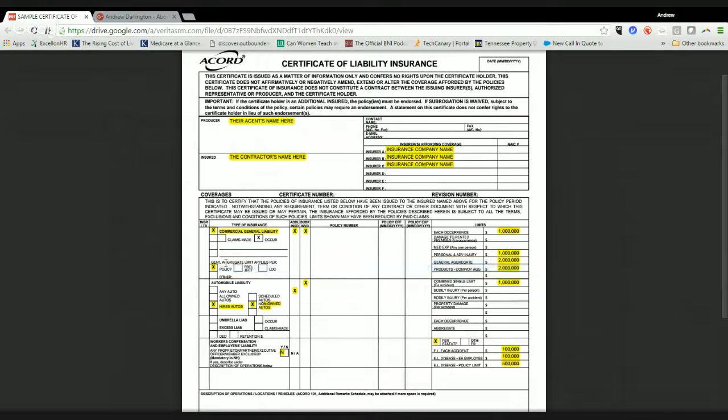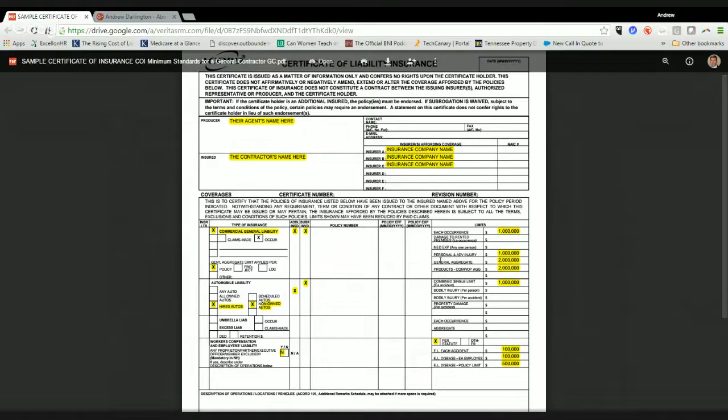Okay. Lastly, a lot of contractors, we're seeing the bigger general contractors, they're actually requiring this box to be checked where it says per project. That means that at each project that the subcontractor has a job, he gets his general aggregate limits. They're $2 million. So he's going to get $1 million per occurrence, $2 million aggregate at each project.